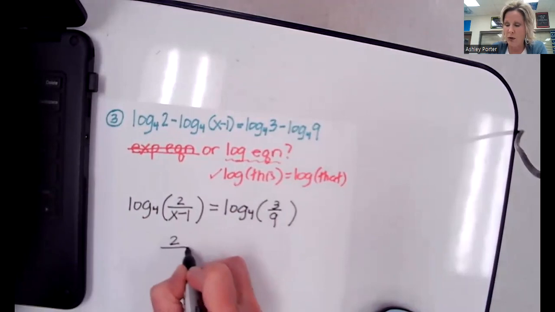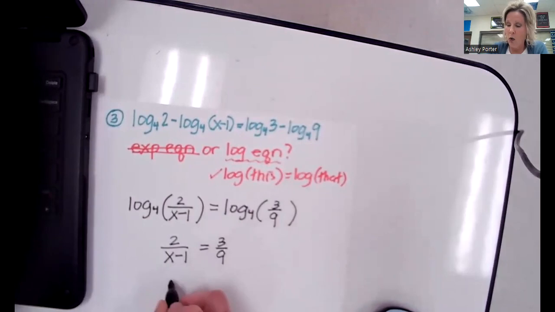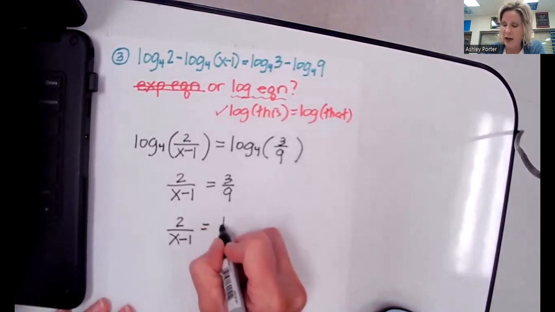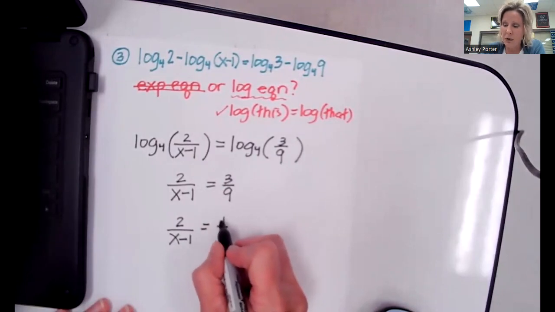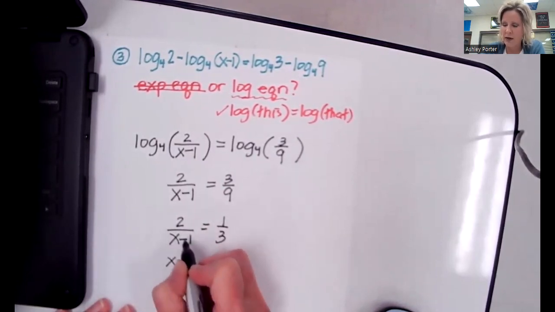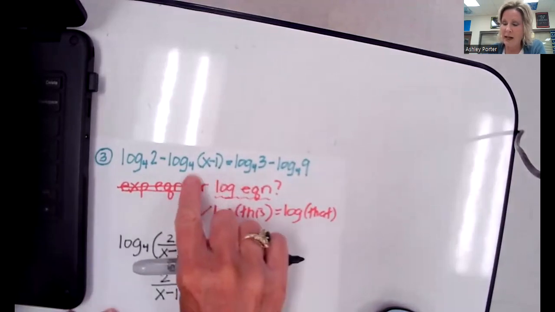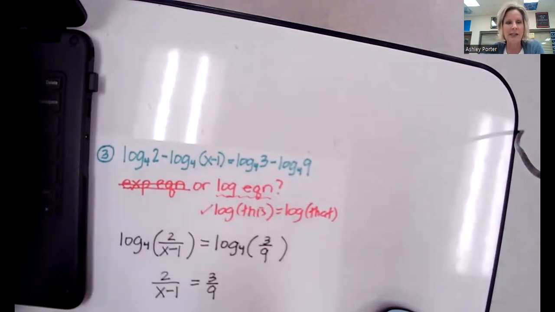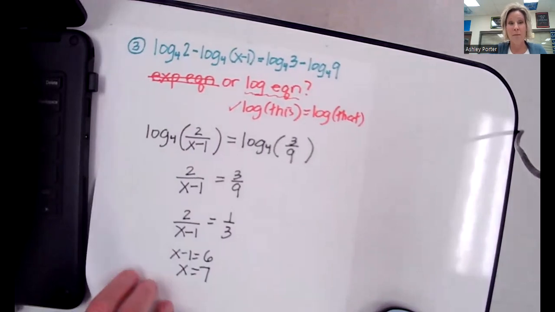My next natural move is to say, oh, so this equals that. Or if you want to make it even easier, I should have done this already, 3/9, I could reduce to 1/3, and that would make my cross multiplying a little simpler. So cross multiply, so 1 times x minus 1 equals 2 times 3, x equals 7. So 7's fine, because if I say log base 4 of 7 minus 1, that's log base 4 of 6, that's fine. And that's the only one I needed to check. So 7's a good answer. Leave it. Problem 4.